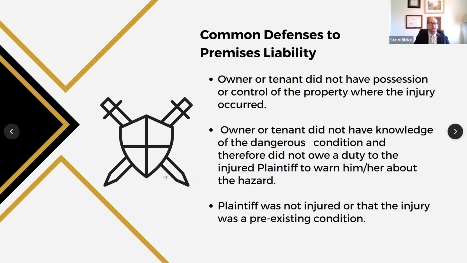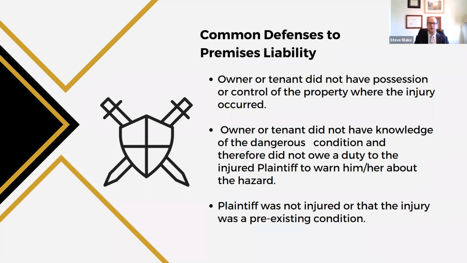Some of the defenses that are commonly raised to premises liability cases on behalf of a landowner or a tenant is that the owner or the tenant did not have possession or control of the property where the injury occurred. And the easiest way to describe this is if we use that broken sidewalk. If you're looking at a shopping center, the tenant may have a retail space and there's a sidewalk out in front of the space.